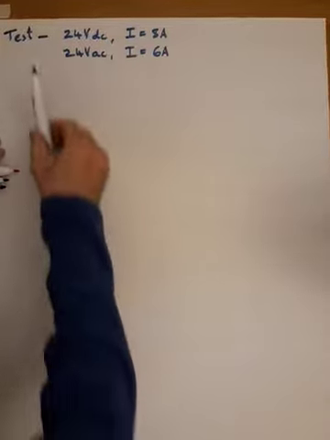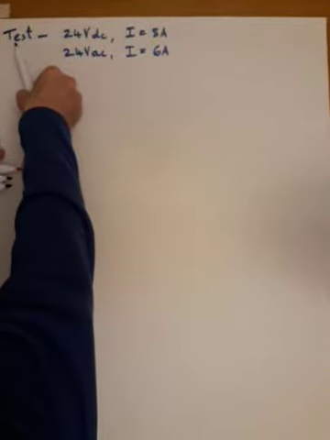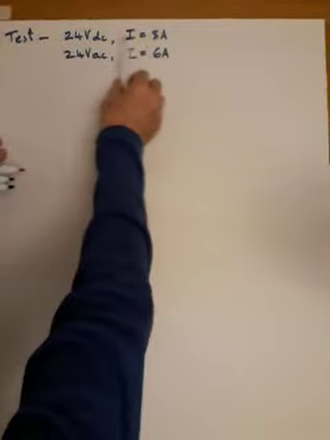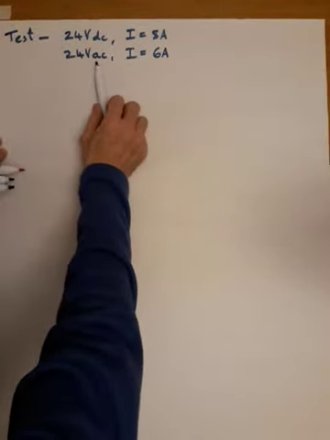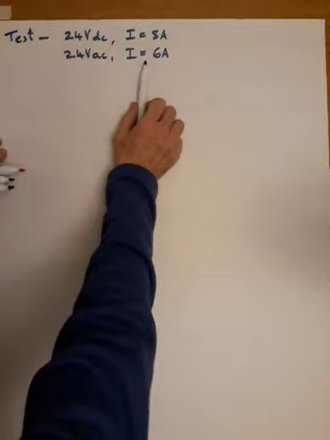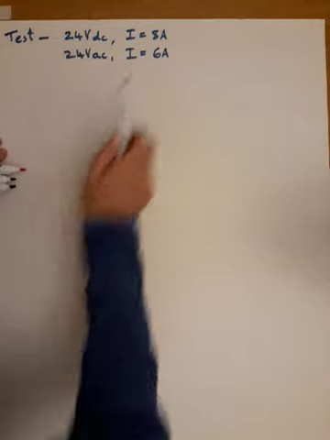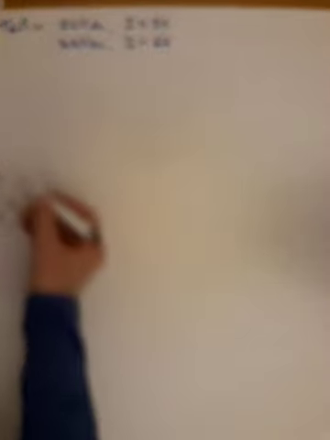I'm going to very quickly run through question 2 on the additional questions on the impedance handout. The question basically gave you the information that after a test on a circuit, a 24 volt DC test produced a current of 8 amps, and a 24 volt AC test produced a current of 6 amps. So from that we can find a range of information.